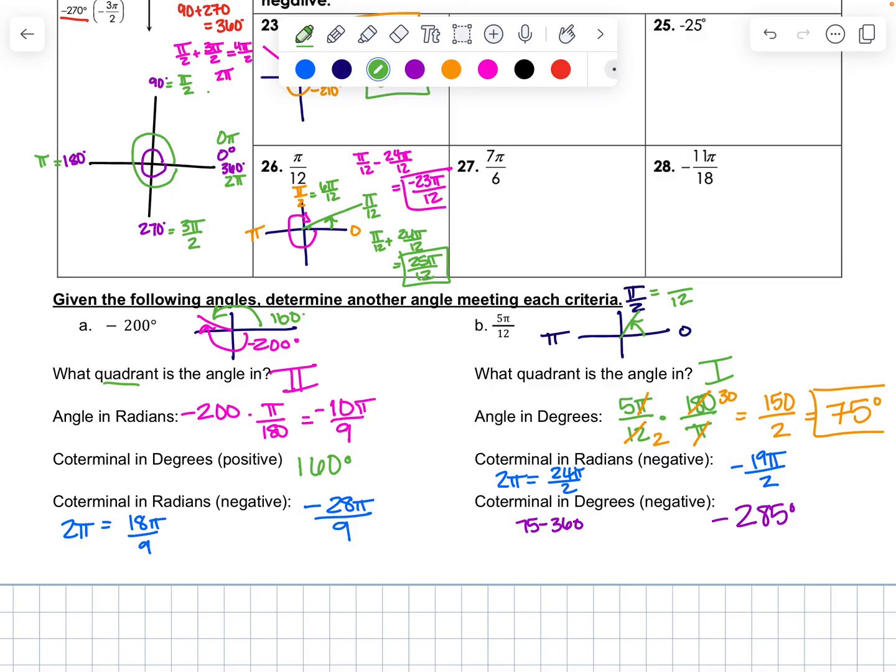And what quadrant are we in? What's our angle in radians? Like, how do we convert between our two angles? Coterminals, both positive and negative, degrees and radians.